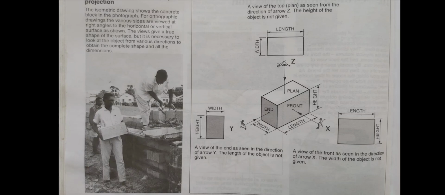So moving on to the end view now, right? A view of the end as seen in the direction of arrow Y. The length of the object is not given because when you look at the object from the end, you only see the width and the height, as shown there in the end view.